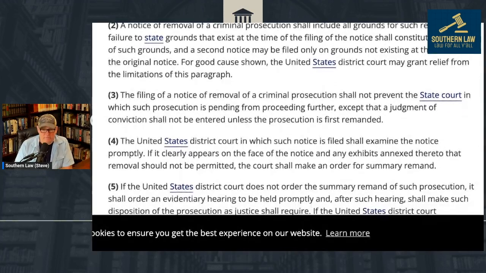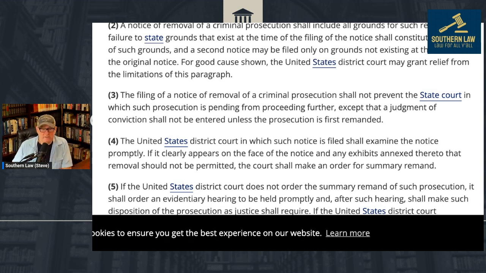But read paragraph 3, because this is where the confusion starts. The filing of the notice of removal by the defendant in a criminal prosecution shall not prevent the state court in which such prosecution is pending from proceeding further, except that a judgment of conviction shall not be entered unless the prosecution is first remanded. So in other words, the state process does not stop on this filing of removal, which Mark Meadows has filed. I don't know if any other defendant has, and they may be trying to ride his coattails into it, which could be appropriate too. Whatever. The state prosecution is not stayed.